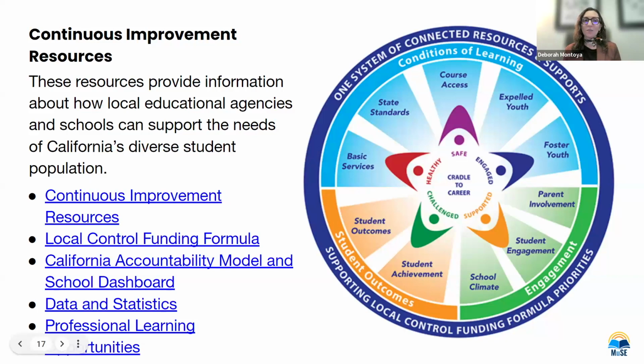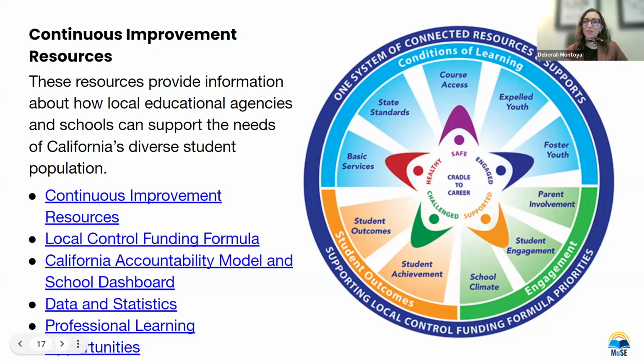This particular resource may look very familiar to you as you're thinking about continuous improvement resources, because there also are overlaps. Thinking about our students who are dually identified, all of our students, wishing them success, cradle to career, safe, engagement, supported, challenge, and healthy environments. We look to basic services and we can start there. Again, recognizing that all English learners are general education students, all students with disabilities are general education students. And what does basic services look like?